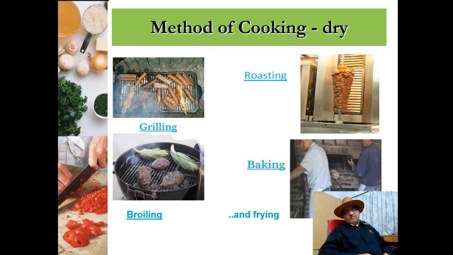On the extreme right bottom, we have baking. Baking is done in an oven. Oven, as you all know, is a closed compartment in which foods are kept in the middle. Foods are cooked with the help of hot air. Air is heated with the help of charcoal or wood or electricity or diesel or whatever. The oven is a closed airtight compartment. Food is placed in the middle of the oven. Hot air surrounds the food from all sides and the food gets cooked. This method of cooking is known as baking.